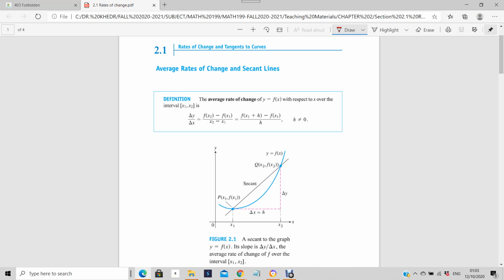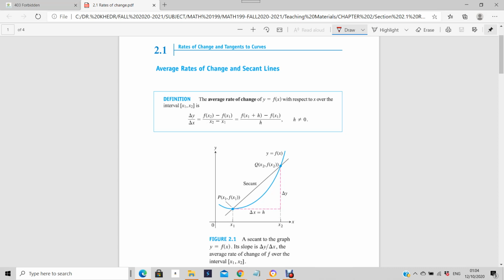So the line connecting these 2 points is called the secant line. The secant line is the line that intersects the graph of the function at 2 points, like this line which intersects the graph of the function at P and Q. So this is called a secant line.